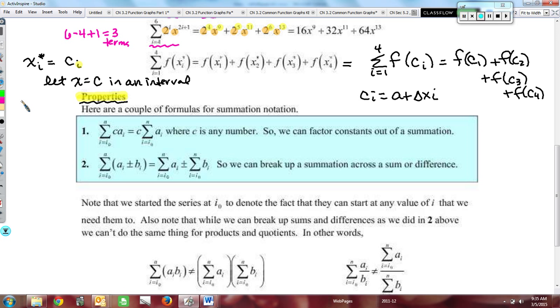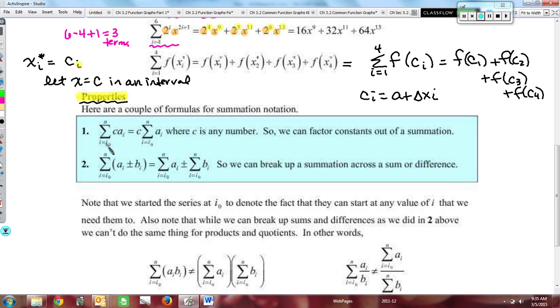All right? We had a rule for derivative properties. If I have the derivative of a constant times a function, then that would be the same as the constant times the derivative of the function. So we like this rule because the property for summation works exactly the same way.